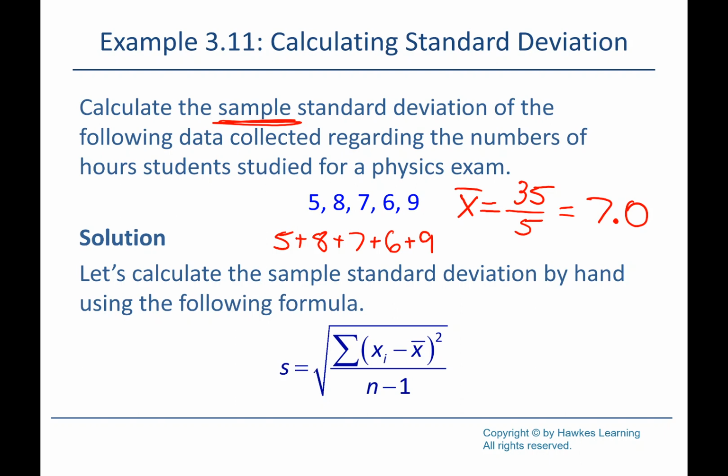Okay, so there's our mean. Now we've got several steps to go through here. One thing that can be helpful, if you're trying to use the formula on these, is to make a little table. The first thing we want to do with our data values is take each data value and subtract the mean from it. So subtract 7 from it. That's going to be the first thing we do here.